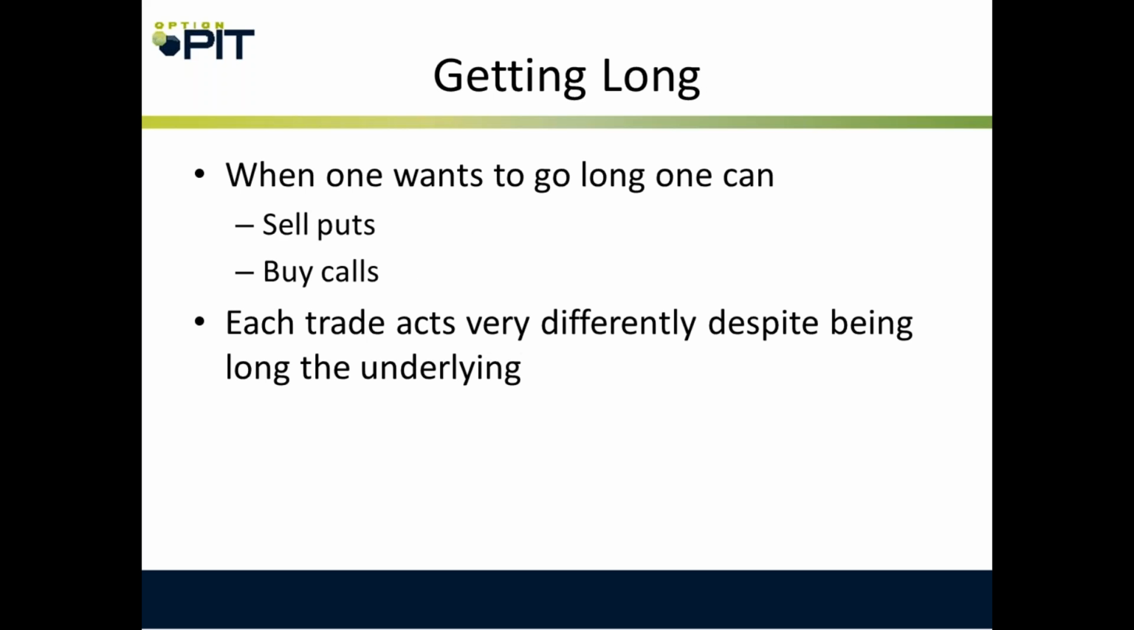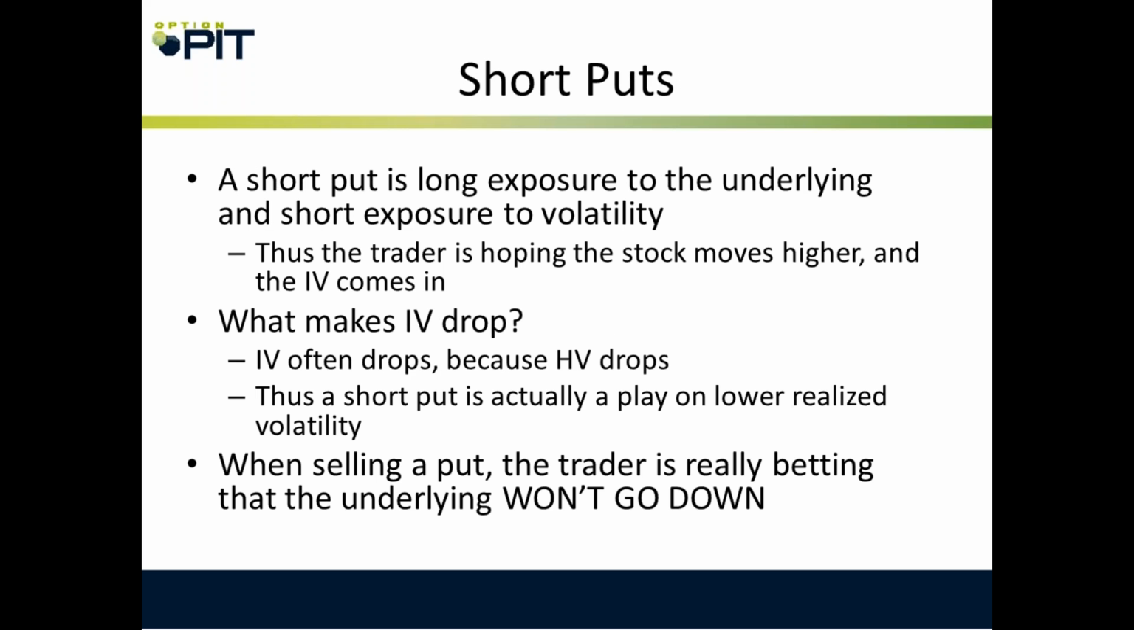So getting long. All right, if one wants to get long, one can sell puts or buy calls. And each trade acts very differently despite being long the exposure to the underlying. So a short put is going to be long exposure to the underlying and short exposure to volatility. This means that it wants the underlying, the stock or index, to go up, but it wants movement, so how much that stock or index is moving, to actually fall. So what you're actually hoping for is the stock price to move higher and the implied volatility to drop, or the volatility as a whole to drop.